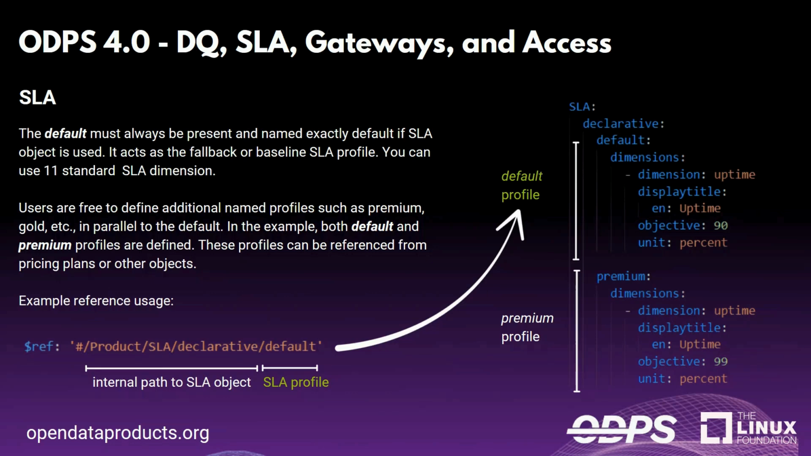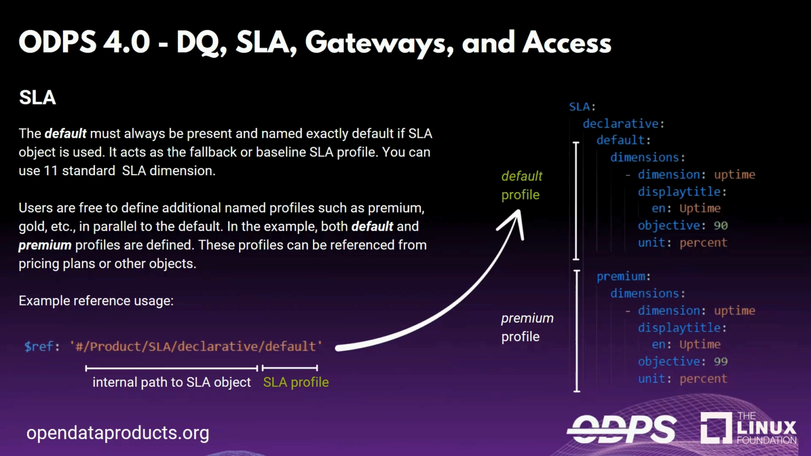For example, in this case, the uptime is over there and it's 90%, not very high, but anyway, that's the profile. And in ODPS, you have 11 standardized SLA dimensions or aspects that you can use. But again, if it's not enough, use the extension.